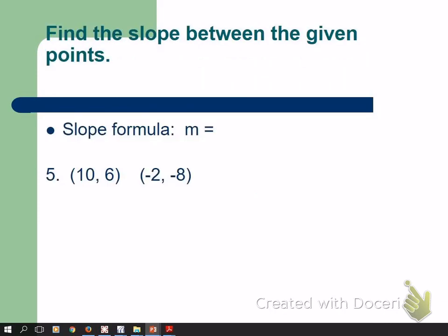Okay, now, what if you don't have a graph? What if you don't have a graph? Well, we talked about that slope is that vertical change compared to that horizontal change.